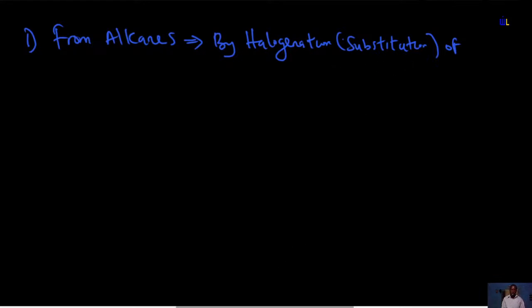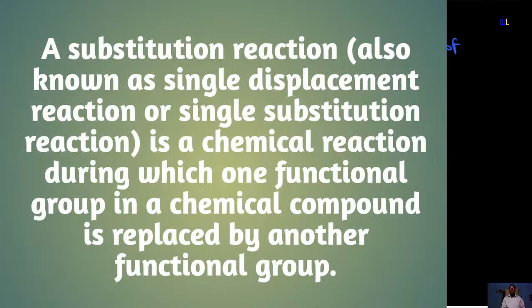Yes, we are still going to talk about that, but let me just put it out now that whenever you talk about substitution reaction, let's look at the proper definition. So what's a substitution reaction? A substitution reaction is also known as a single displacement reaction or a single substitution reaction. It is a chemical reaction during which one functional group in a chemical compound is replaced by another functional group. So basically, the emphasis in substitution reaction is the term replacement.